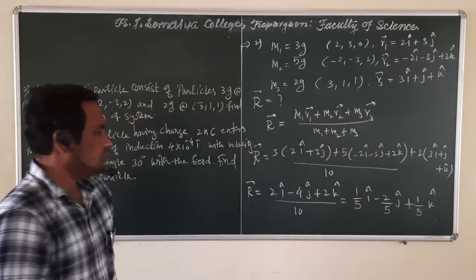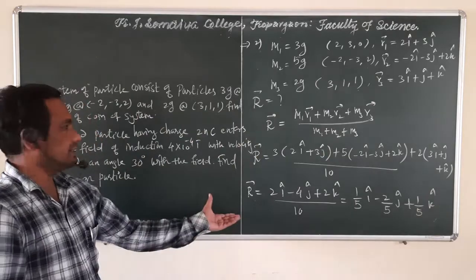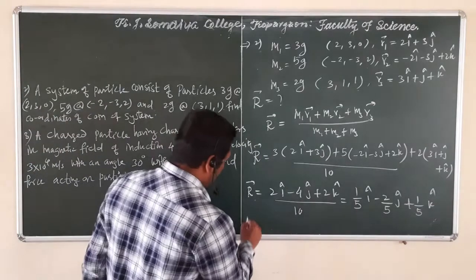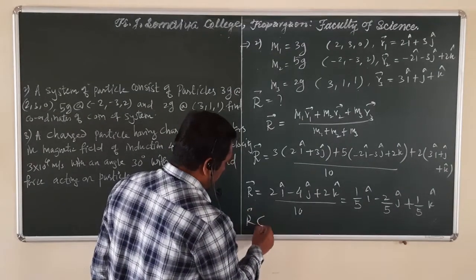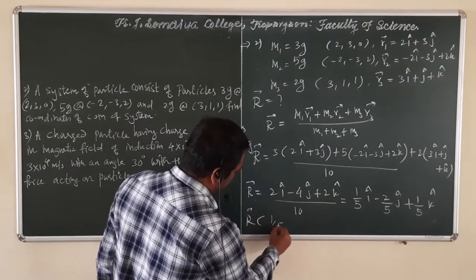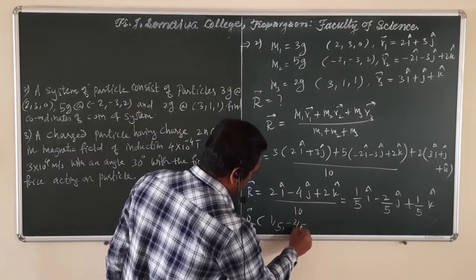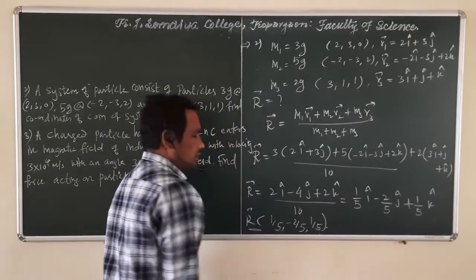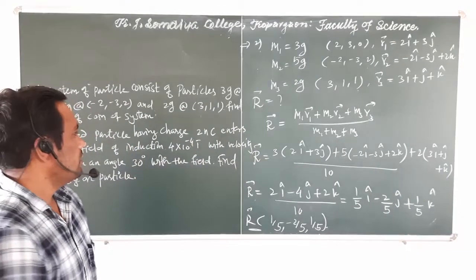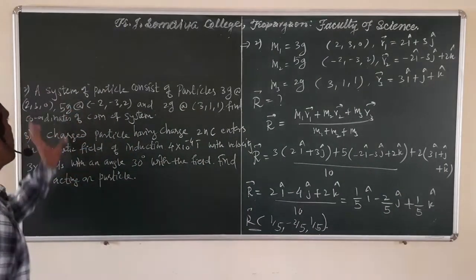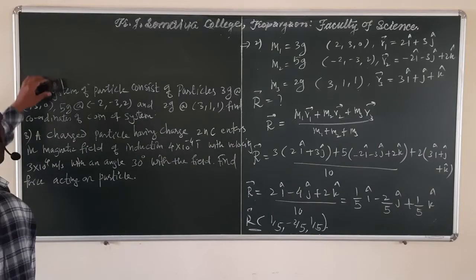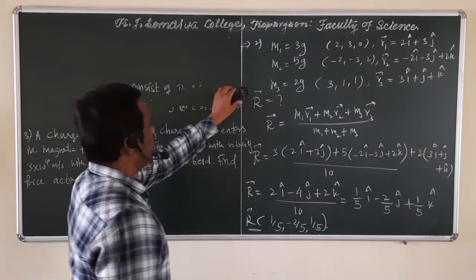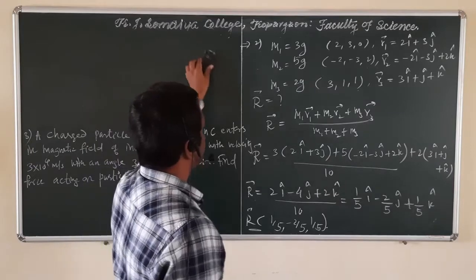Okay, so coordinates of center of mass. Now we have been asked what are the coordinates. So coordinates of center of mass are, x coordinate is 1 by 5, y coordinate is -2 by 5, and z coordinate is again 1 by 5. So these are the coordinates. Okay, so with this we finish the second problem. Now we are moving to the third problem.